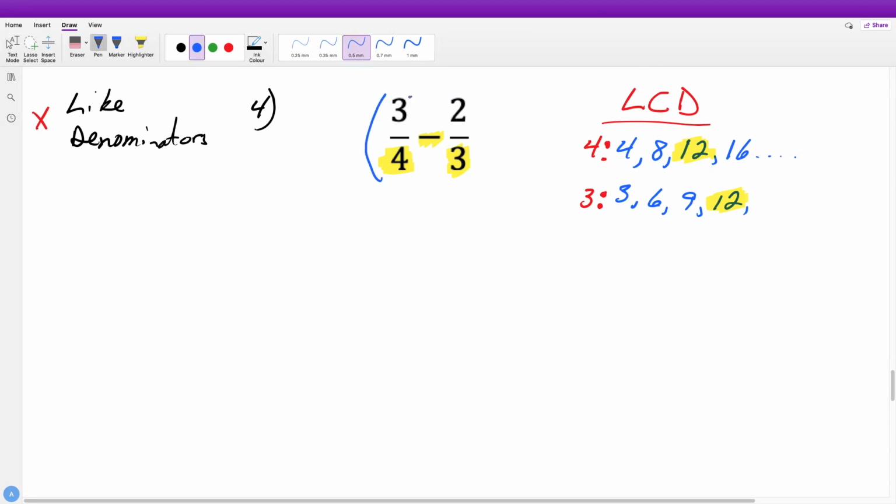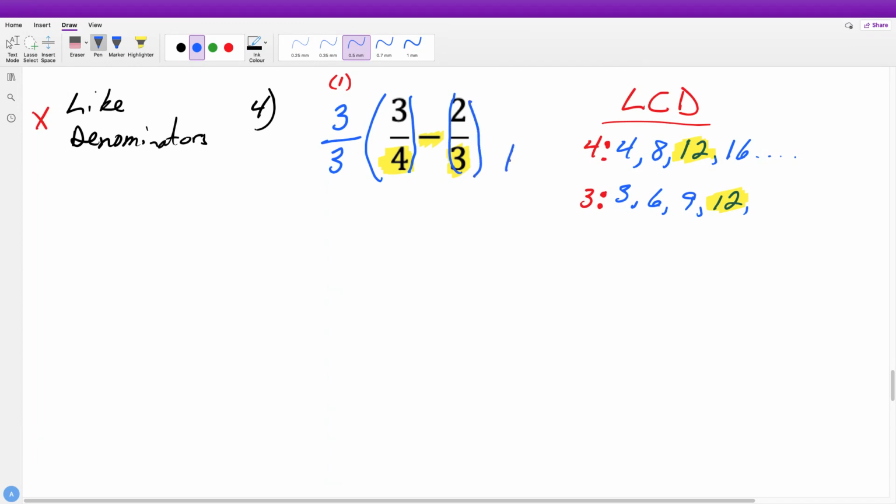So now, I need to multiply 4 by what to give me 12? Well, I know 4 times 3 gives me 12. What I do to my denominator, I have to do to my numerator because I know 3 over 3 is actually just equal to 1. Then I ask myself, well, 3 times what is equal to 12?